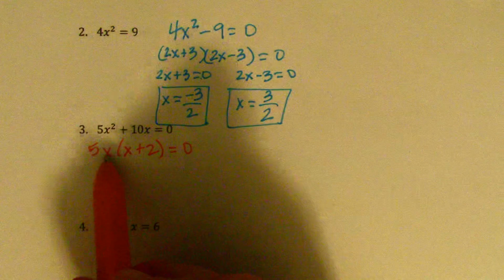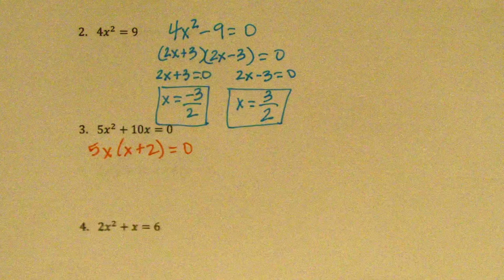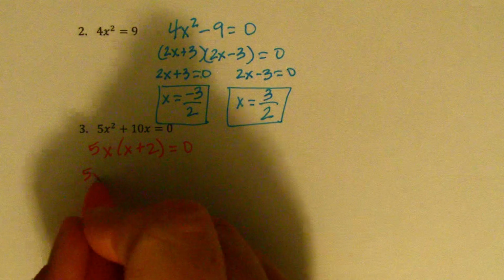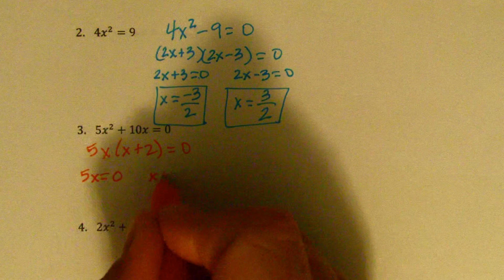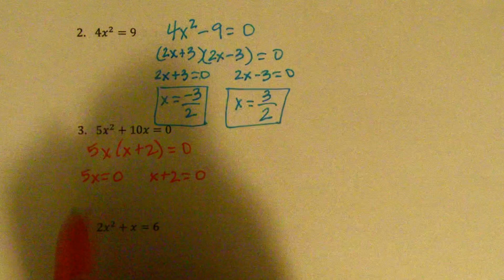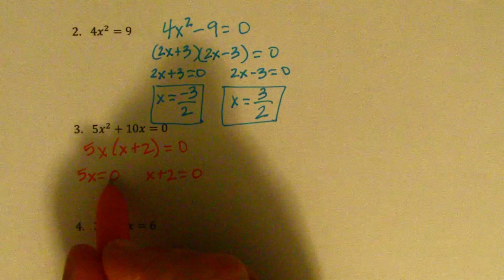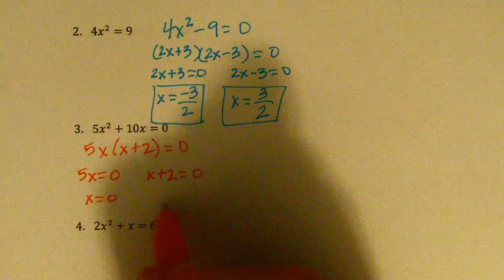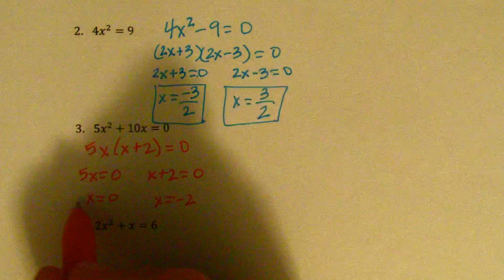And then because there is an x on this constant out front, that does give us an answer as well. So 5x equal to 0 and x plus 2 equal to 0. Here, dividing both sides by 5, 0 divided by 5 is still 0, so x equals 0. And subtracting 2, x equals negative 2.